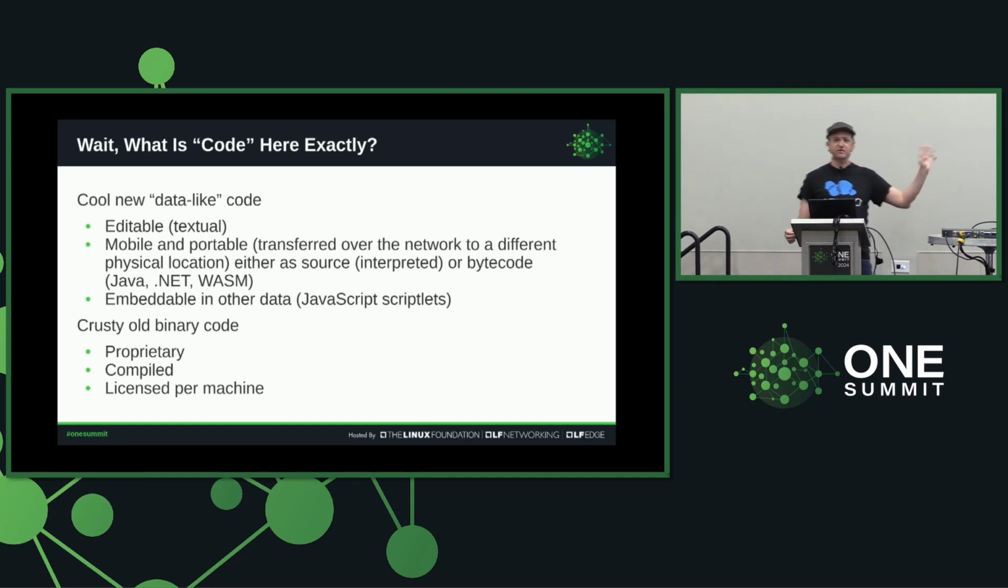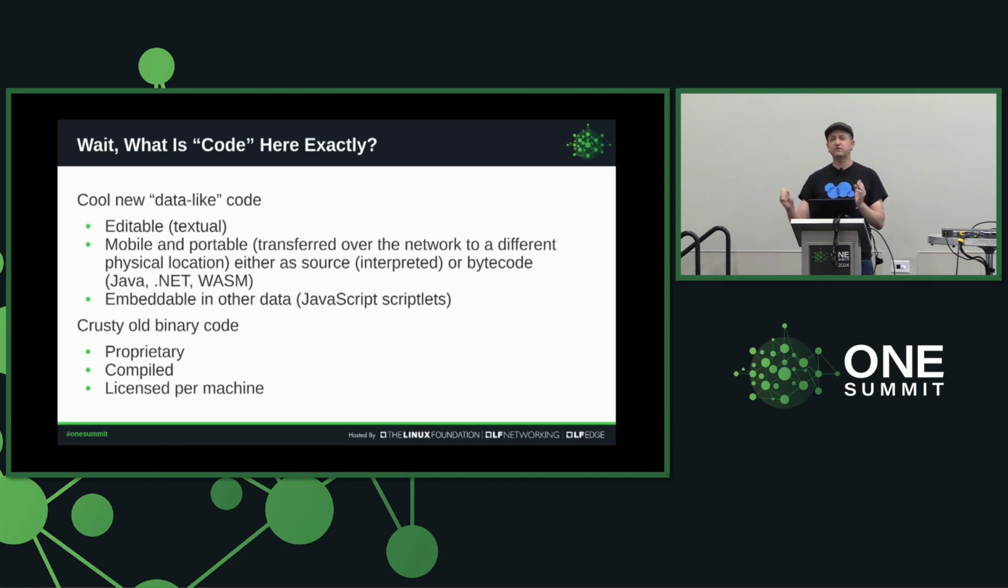I'll separate between two kinds of code that we know about. I'm purposely using adjectives here to bias you, but there's the cool new kind of code that's very data-like. It's editable. It's mobile and portable. Think of languages like Python, like Ruby, like JavaScript that for some unknown reason suddenly became popular again with Node.js. These are languages that are interpreted. They're dynamic. We can edit them on the fly. We can move them around because it's just text files. They can run here, they can run there.